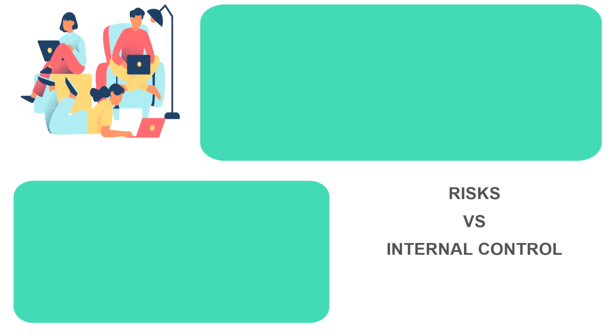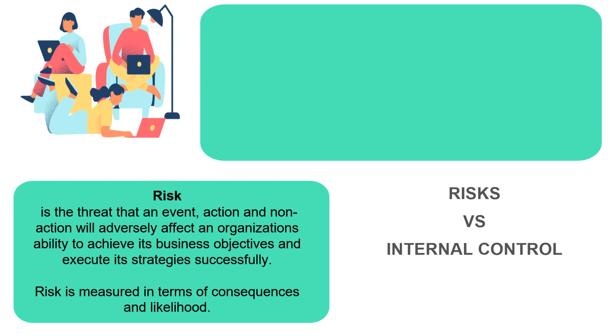Okay, so let's start with the definition of risk. So risk is a threat that an event, action, or non-action will adversely affect an organization's ability to achieve its business objective and execute its strategy successfully. Risk is also measured in terms of consequences and likelihood.